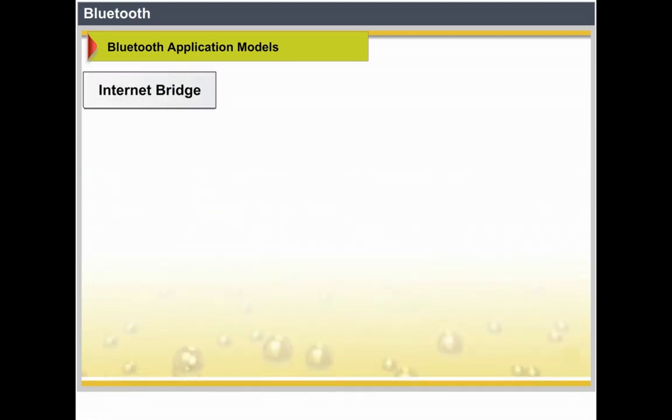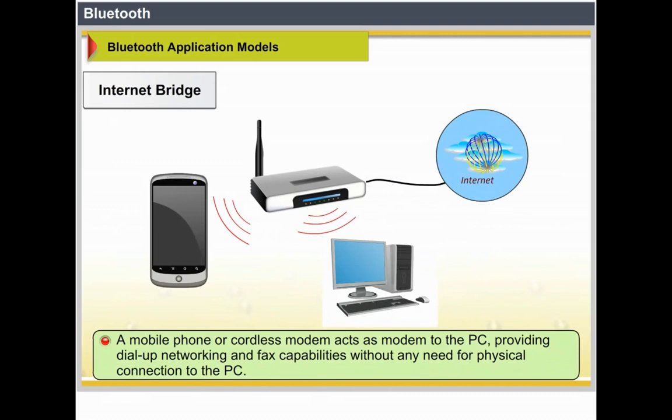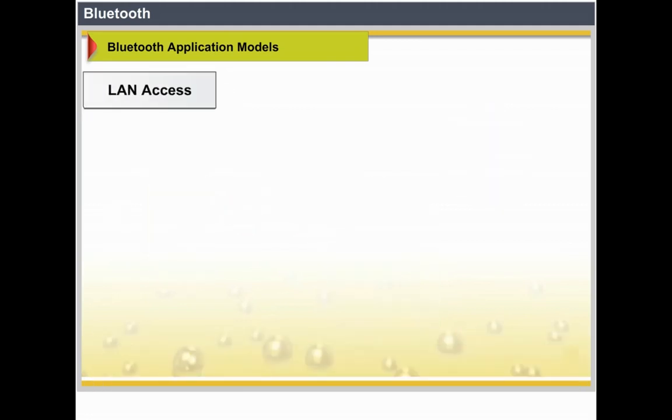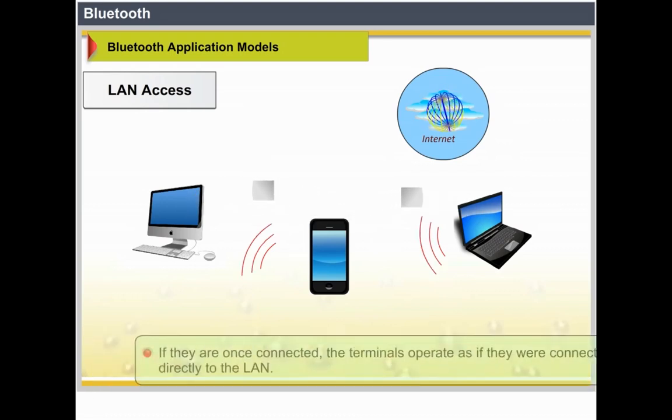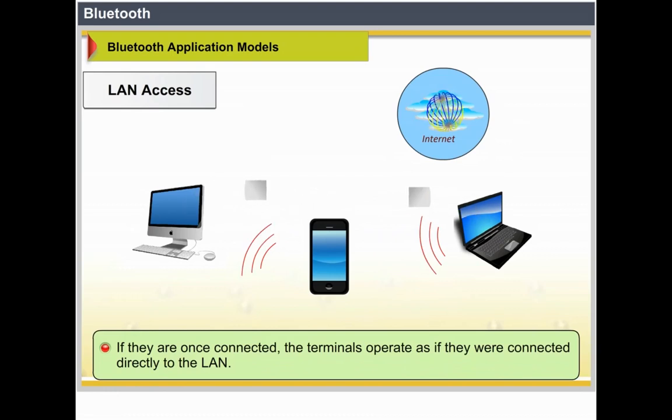Internet bridge. In this usage model, a mobile phone or cordless modem acts as a modem to the PC, providing dial-up networking and fax capabilities without need for physical connection to the PC. LAN access. In this usage model, multiple data terminals use a LAN access point, LAP, as a wireless connection to an Ethernet LAN. Once connected, the terminals operate as if they were connected directly to the LAN.